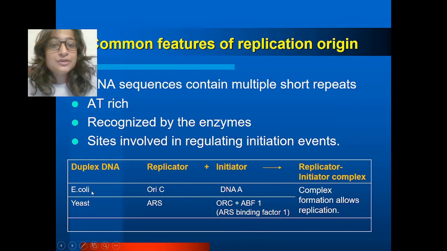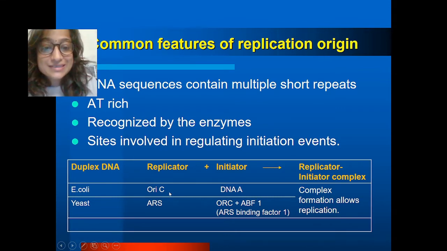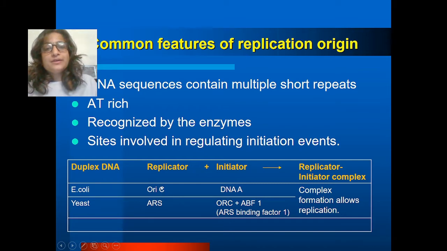Like in E. coli, you have the replicator ori C. The origin of replication of E. coli is called ori C, whereas in yeast it is abbreviated as ARS. We'll be looking into the details of ori C and ARS. Now these replicators are recognized by certain enzymes which are generally termed initiators. The type of initiator in E. coli is the DnaA protein, whereas in yeast these are known as ORC, origin recognition complex, plus ABF1.